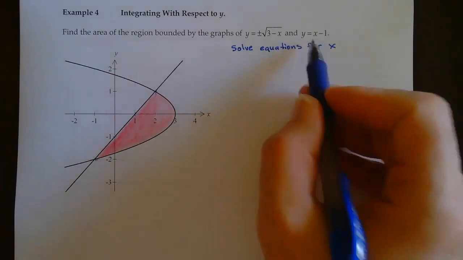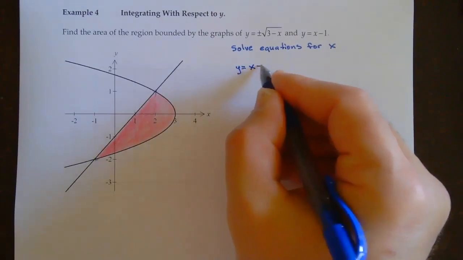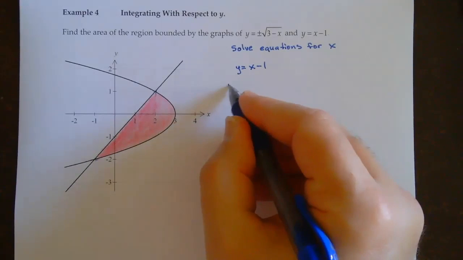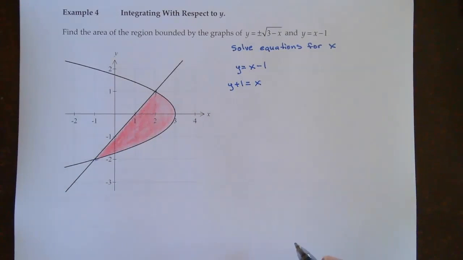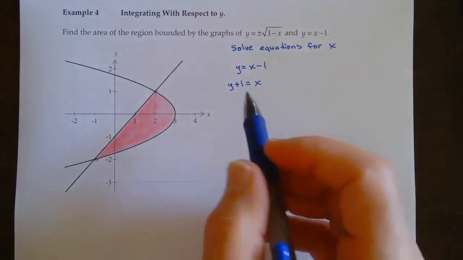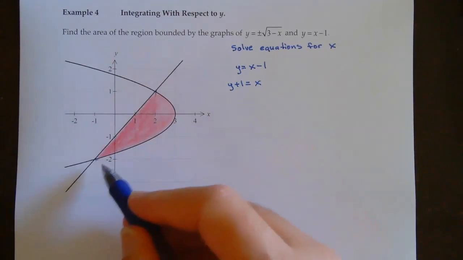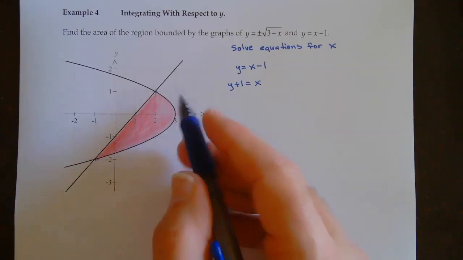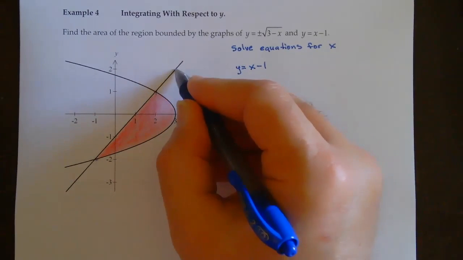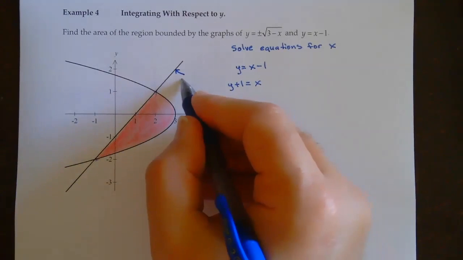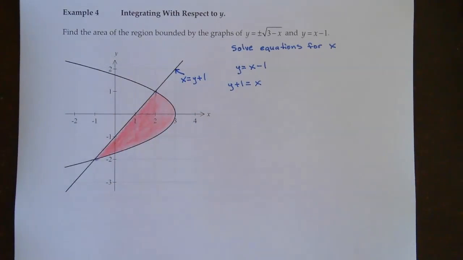Let's start with the easy one. So y equals x minus 1. That would mean y plus 1 would equal x. We're done with that one. We know this line is y equals x minus 1, but it's also x equals y plus 1. So I'm going to write this one right here: x now equals y plus 1.